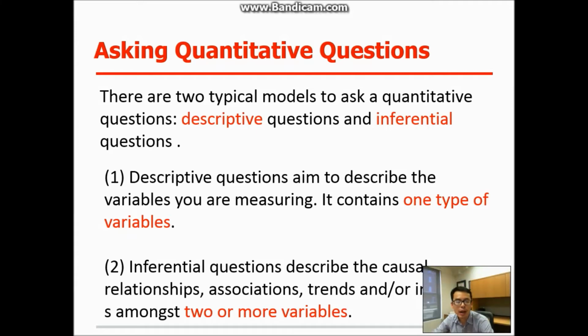Next, we will take a look at how to ask a quantitative research question. Normally there are two different ways: one is called a descriptive question, and the other is called an inferential question. A descriptive question is a question with only one variable or one type of variable. I say one type because there is either an independent variable or a dependent variable, and sometimes there are several dependent variables or several independent variables in a descriptive question. However, we only include one type of them. The inferential questions, on the other hand, describe the causal relationship, associations, trends, or interactions among two or more variables, I would say two types of variables. They build the relationship between the dependent variables and the independent variables.